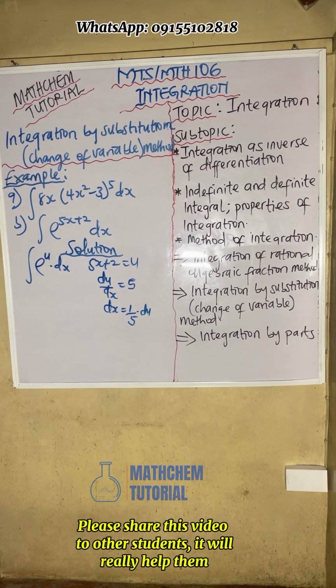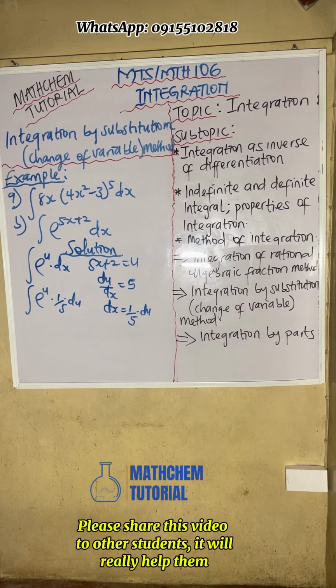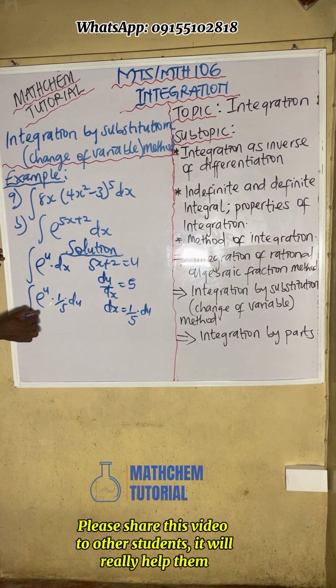After that, you can replace this particular dx with what? 1 over 5 du. So that will now be the integral of e^u times 1 over 5 du. After having this, what are you going to do? You can now integrate. This 1 over 5 is just a constant, so you can extract it out by saying 1 over 5 integral of e^u du.